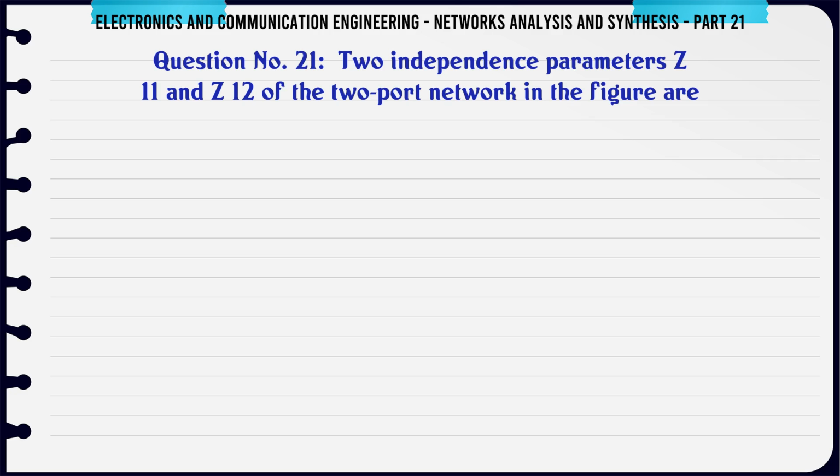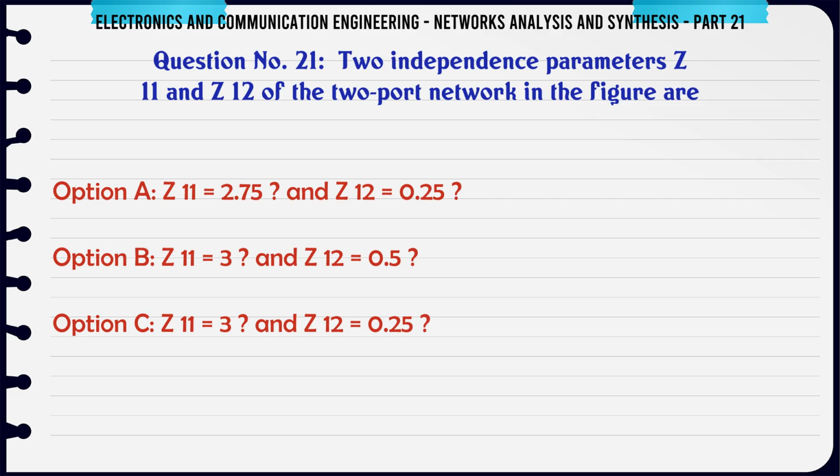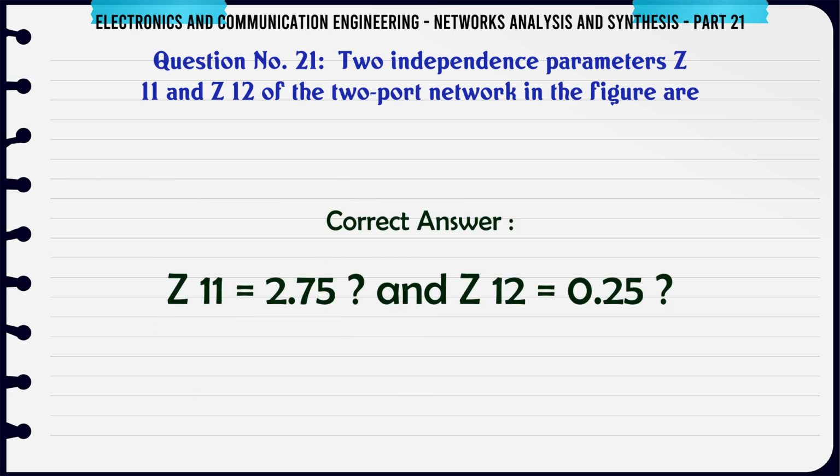Two independent parameters Z11 and Z12 of the two-port network in the figure are A Z11 2.75 and Z12 0.25, B Z11 3 and Z12 0.5, C Z11 3 and Z12 0.25, D Z11 2.25 and Z12 0.5. The correct answer is Z11 2.75 and Z12 0.25.